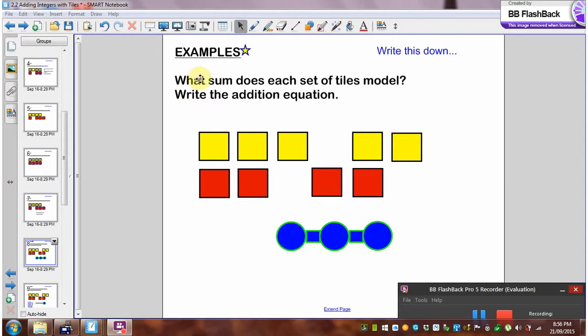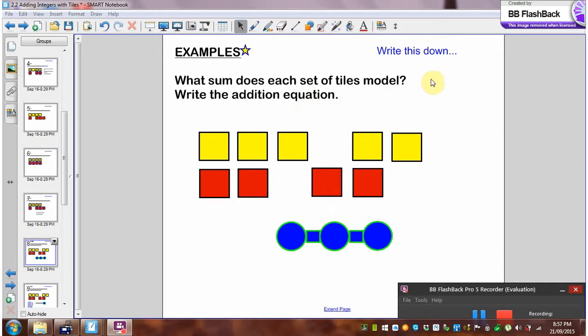Okay, what sum does each set of tiles model? So what sum does this set of tiles model? Today it's very similar to what we were doing in the review questions we just did, except this time we have an extra step, and that's to write the addition equation.